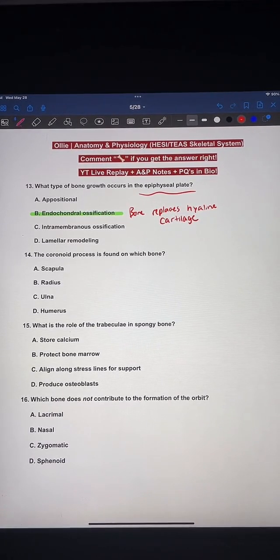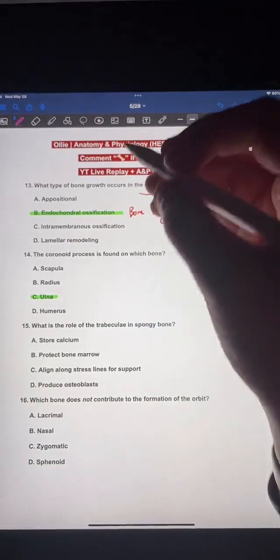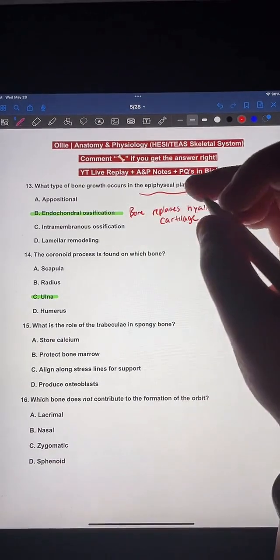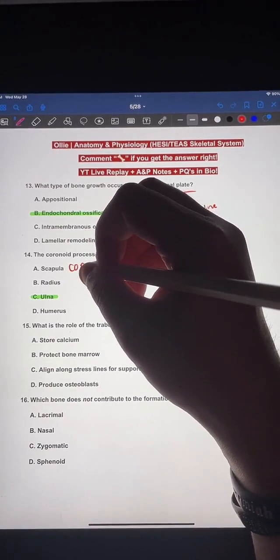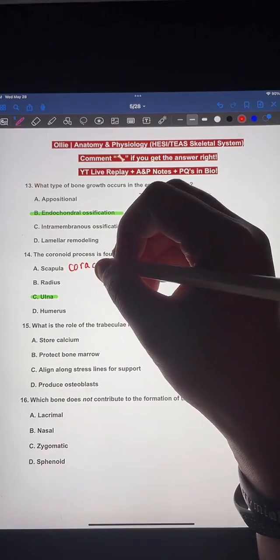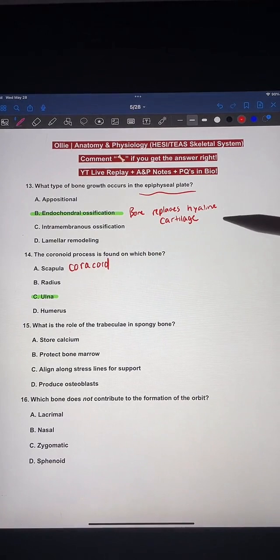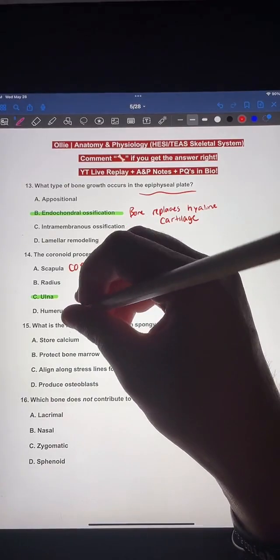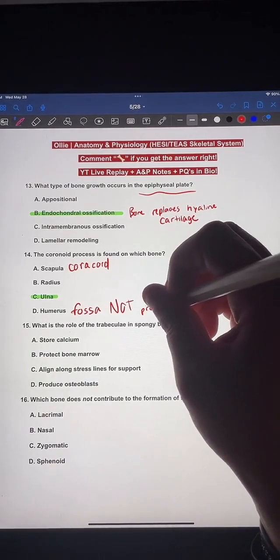Number 14, the coronoid process is found on which bone? The answer is C. It is the ulna. This is the anterior projection that forms part of the elbow joint. The scapula has a coracoid, not coronoid. The radius doesn't have the coronoid process. The humerus has a coronoid fossa, not process.